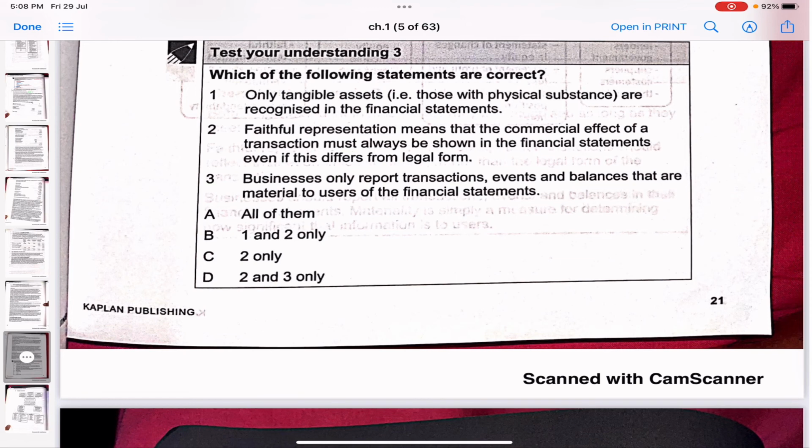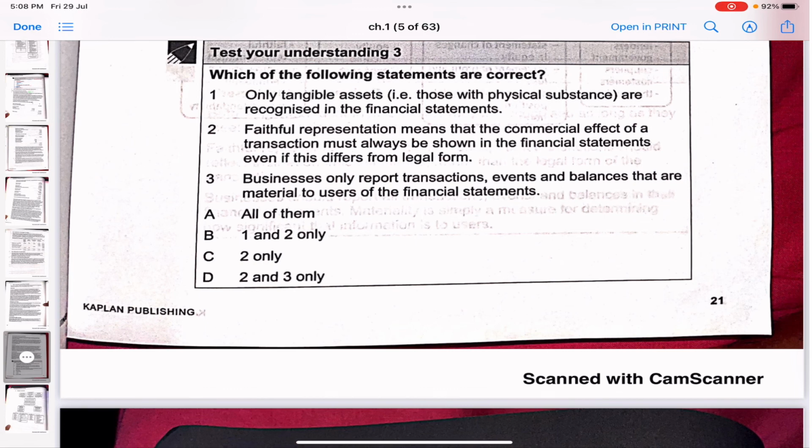Which of the following statements is correct? Only tangible assets are recognized in the financial statement. That's not true. The assets can be tangible, the assets can be intangible. Faithful representation means that the commercial effect of a transaction must always be shown in the financial statements, even if it differs from the legal form. Yes. Why is it true? Because this is a substance over form.